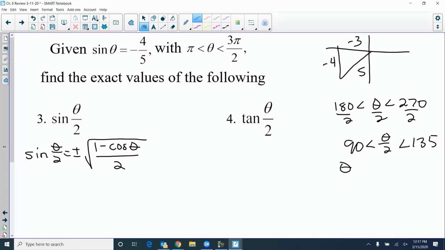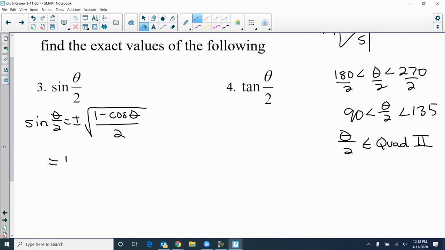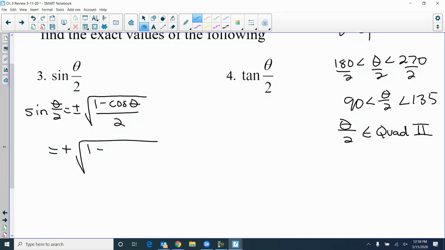So the half angle is in quadrant 2. What does that make the final answer for sine of theta over 2? Square root of 5 over 5. Makes it positive. Easy there. Makes it positive. So it's positive square root of 1 minus, well, cosine of theta, we go back up to our figure, cosine of theta is still negative 3/5, divided by 2. All right.